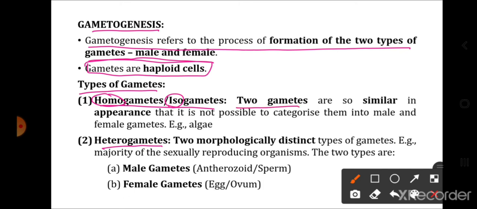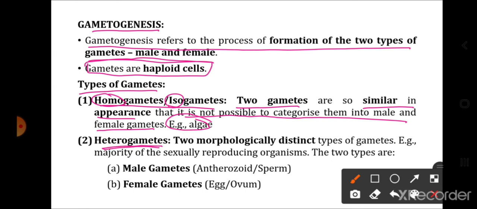So the two gametes are so similar in appearance that it is not possible to categorize them into male and female gametes. So two morphologically similar gametes are called homogametes. The two gametes are so similar in their appearance that it is very difficult to say which one is the male gamete and which one is the female gamete. Such gametes are called homogametes. Example, they are found in algae.